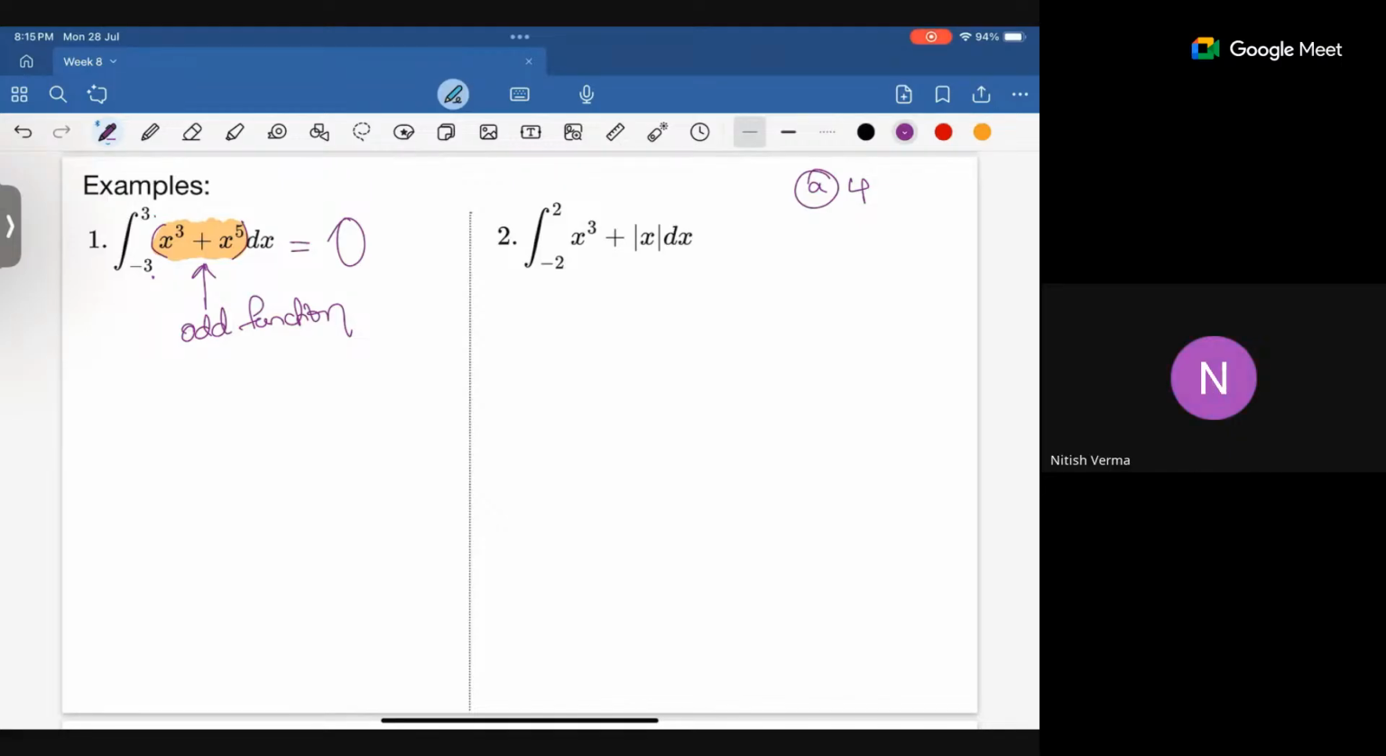Yeah, Nitish. 4, sir. 4. Okay, so you also say 4. Any other answers from anyone? Okay, so let's do this.